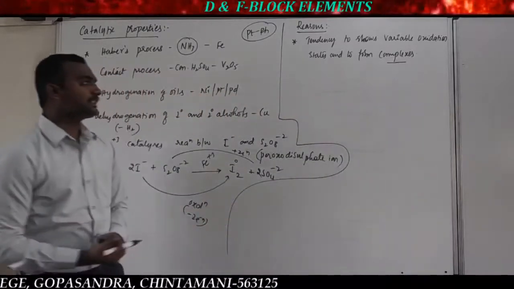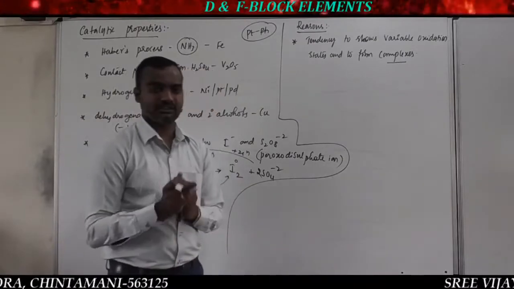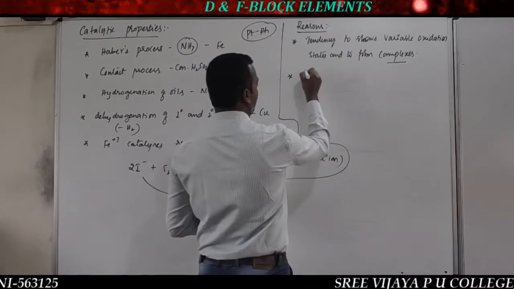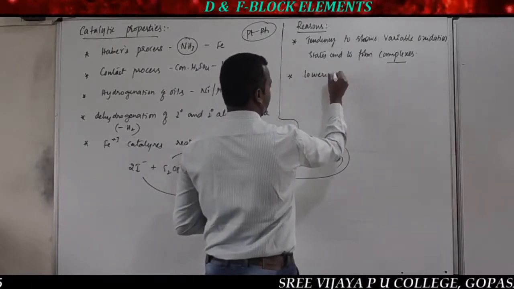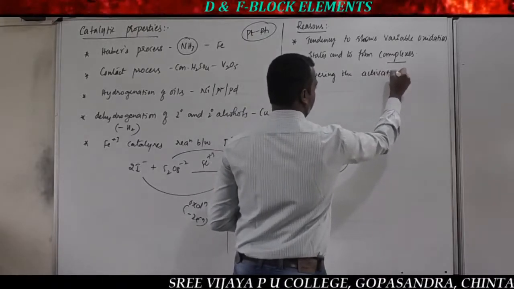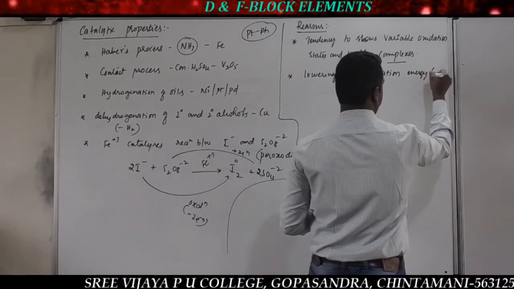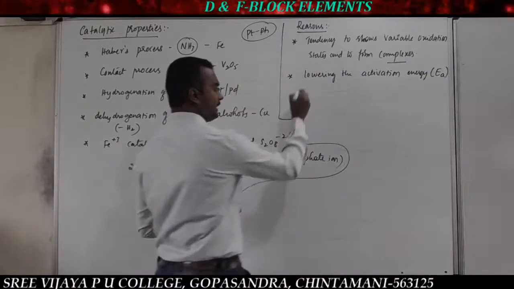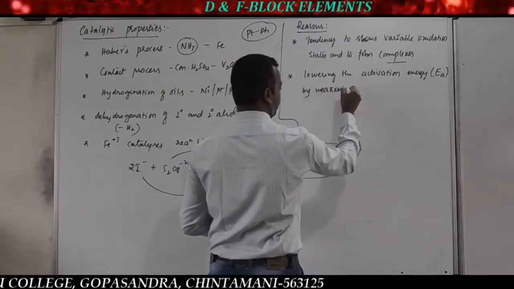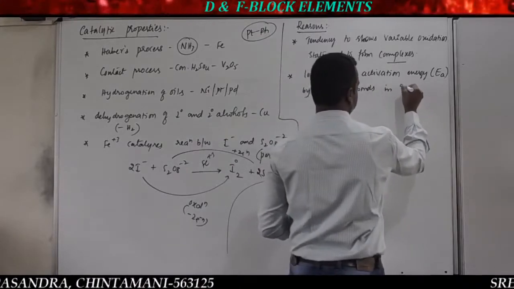So one reason the d-block elements, we have already discussed, that is d-block elements show the variable oxidation state. That is the one reason. Second reason is they have tendency to lower the activation energy, that is taken as Ea, activation energy, by weakening the bonds in reactant molecules.